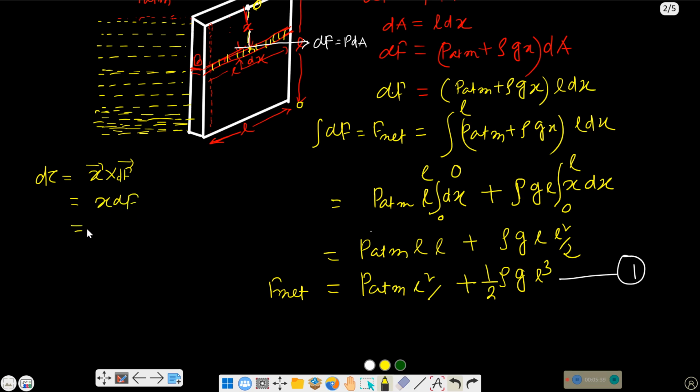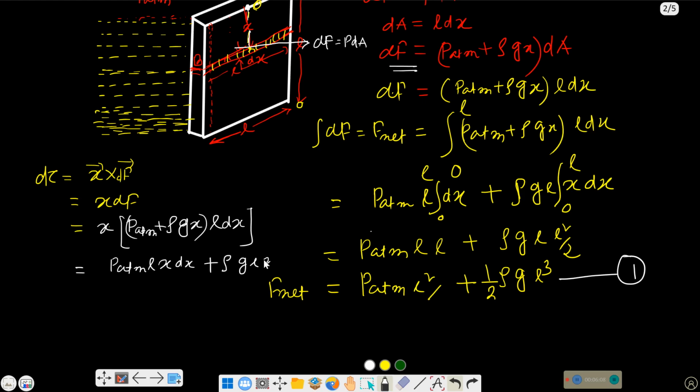So if we put the values, what we will get is x into dF. What was the dF? So dF was this much. Put it here: p atmosphere plus rho g x into dA, which is L dx. So what remains is p atmosphere L x dx plus rho g L x square dx, is it? Now we need to integrate this for the net torque. For the net torque, let me integrate this.